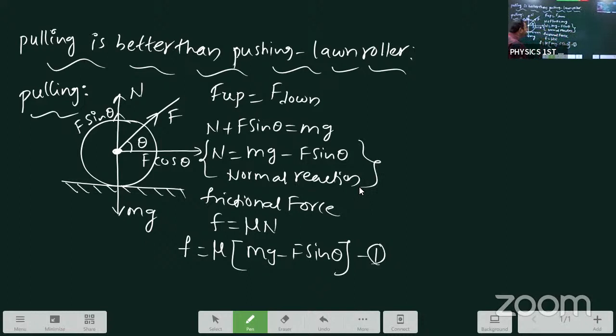Now what is the frictional force? f equals mu into N, that is mu times (mg minus F sin theta). Equation number 1. This is the frictional force in the case of pulling. Next, student, pushing. See.